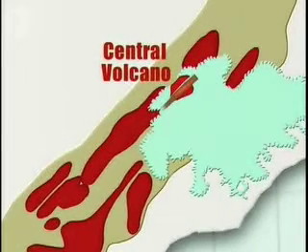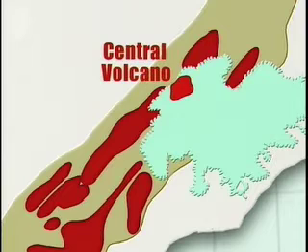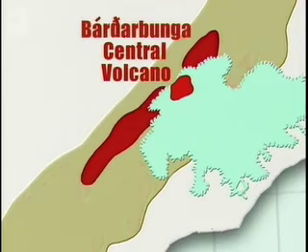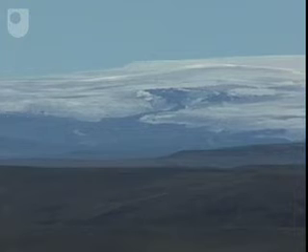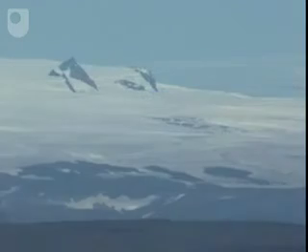In Iceland, a central volcano plus its 1 or 2 fissure swarms is called a volcanic system, and this map shows the volcanic systems in the eastern rift zone. But we're only going to examine one of these. This is the Barðabunga central volcano and its fissure swarms. So let's now spend some time looking at one eruption in detail, the 1480 AD eruption from Barðabunga's southwest fissure swarm.